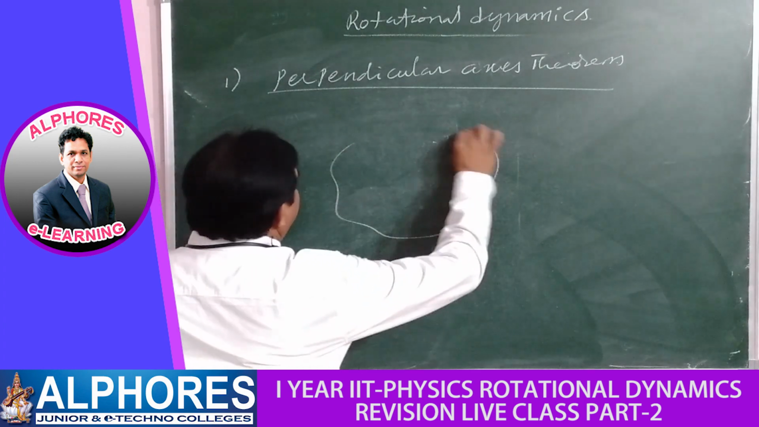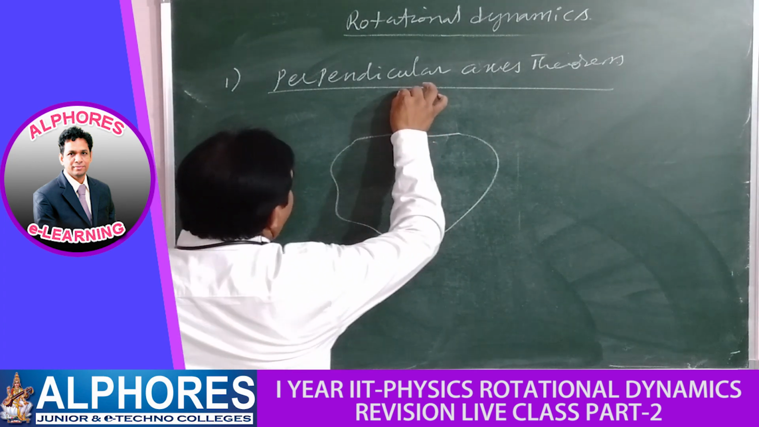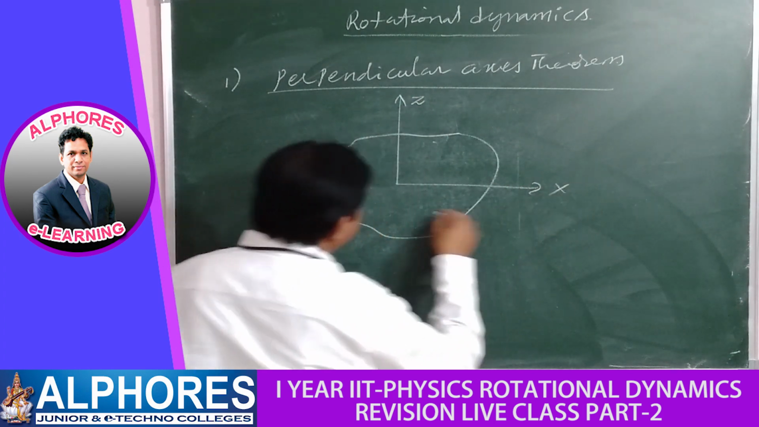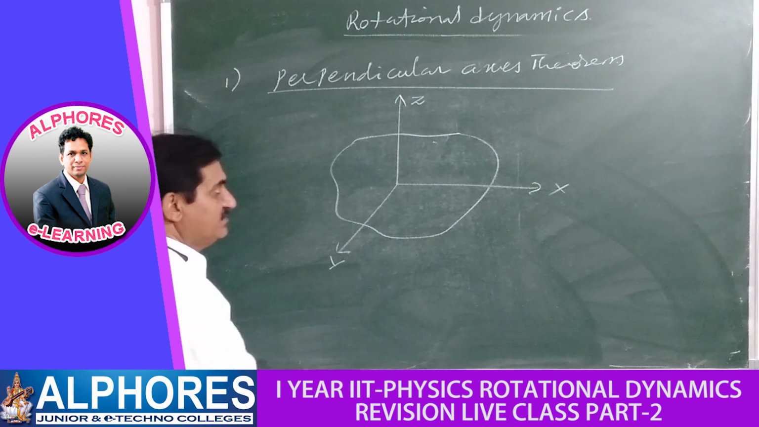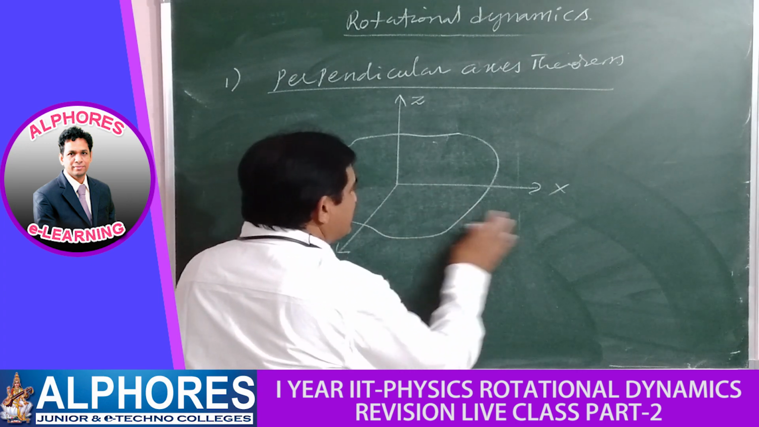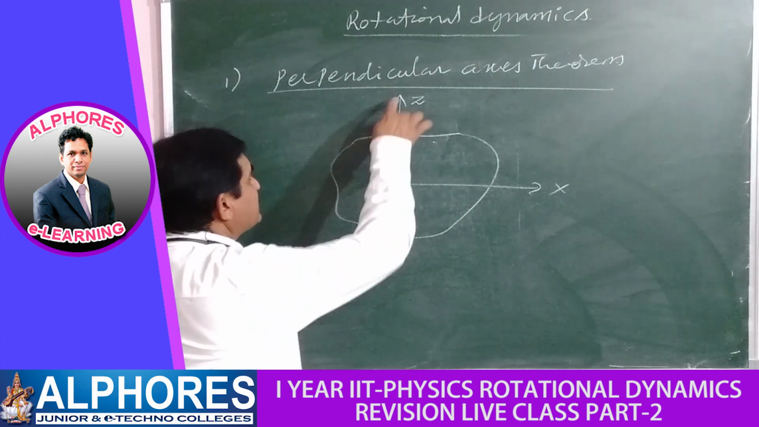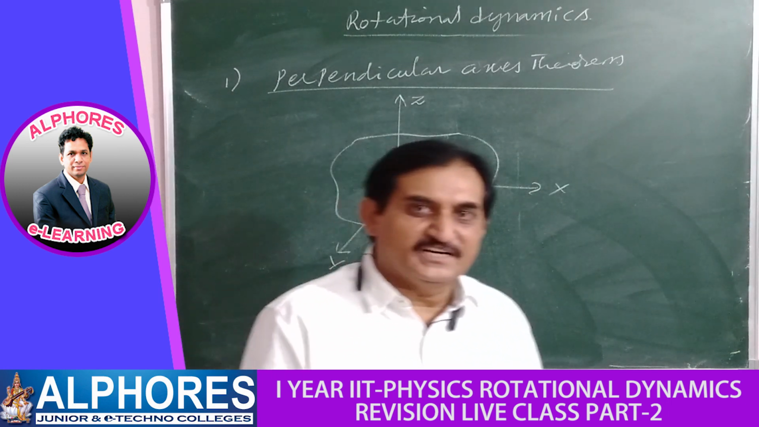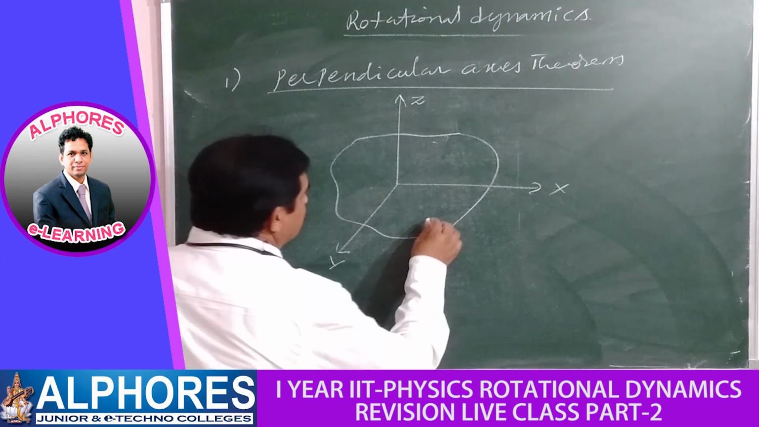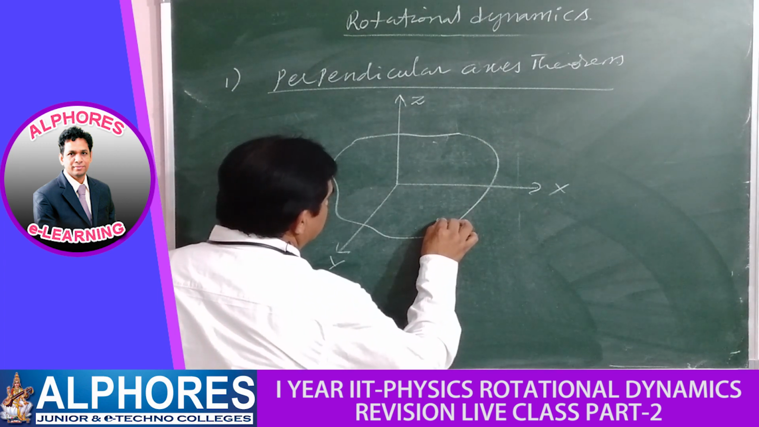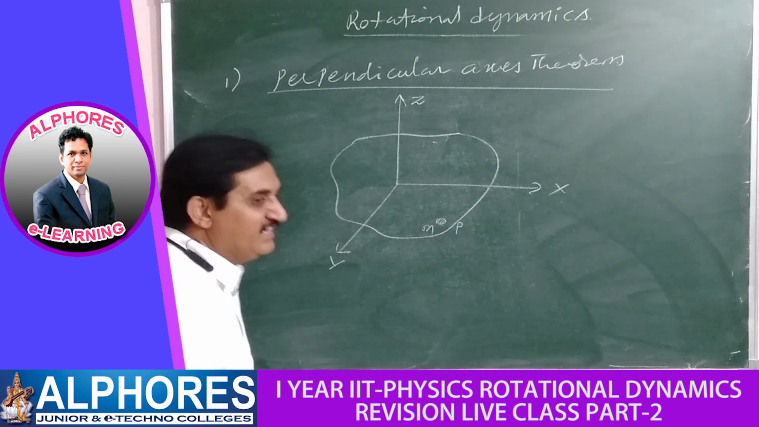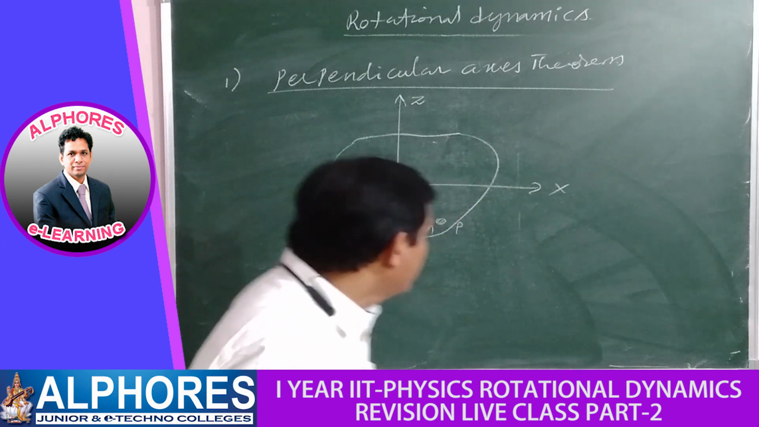Let us consider the plane lamina. This is the z-axis, this is the x-axis and this is the y-axis. Now this plane lamina is in the xy plane. The z-axis is perpendicular to the plane of the lamina. Now let us consider a small particle of mass m at point P on the plane lamina, which is in the xy plane.